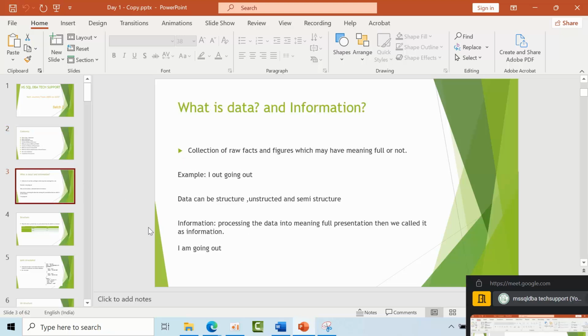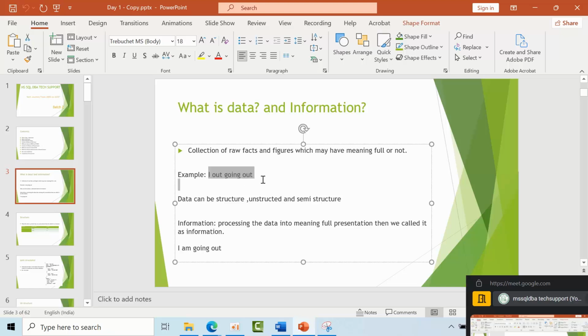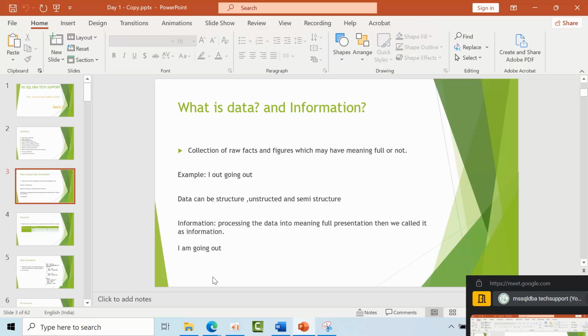What is data? This is a very common L1 interview question. Data is a collection of raw facts and figures which may or may not be meaningful. Information is meaningful. I have raw facts, but they need to be processed. When they are processed into something meaningful, we call it information. So this is data, and this is information.